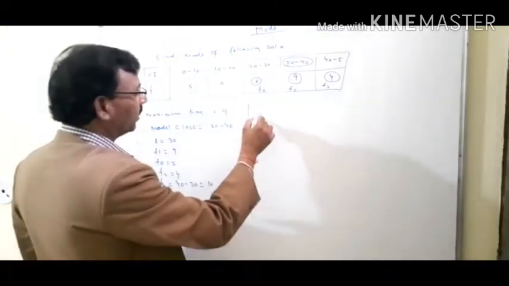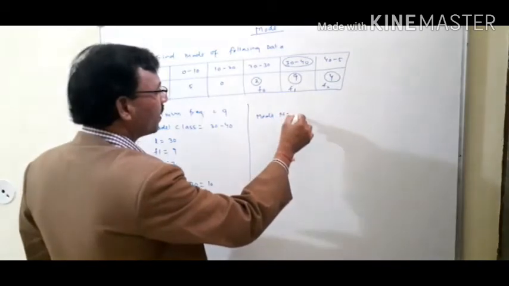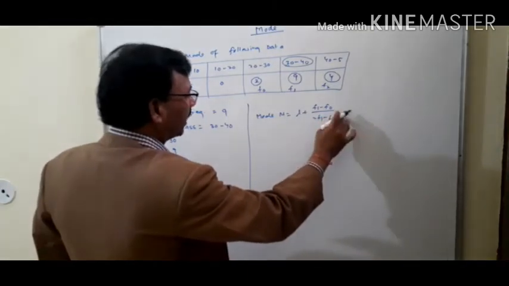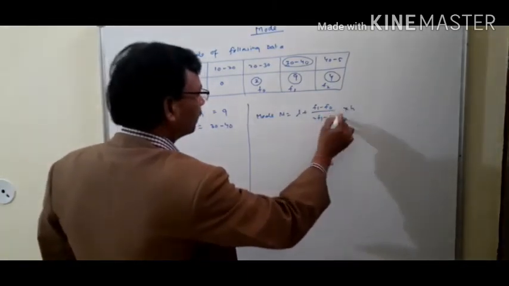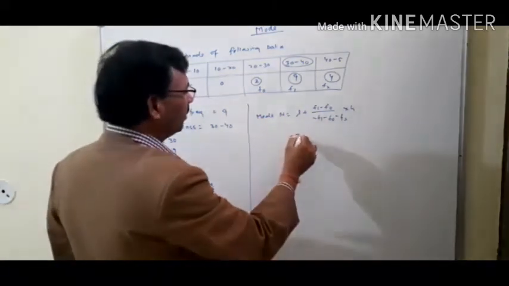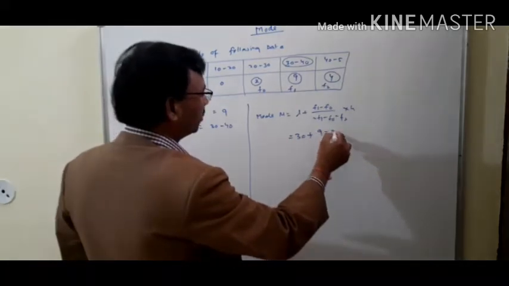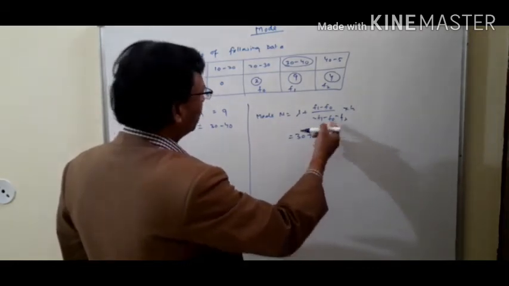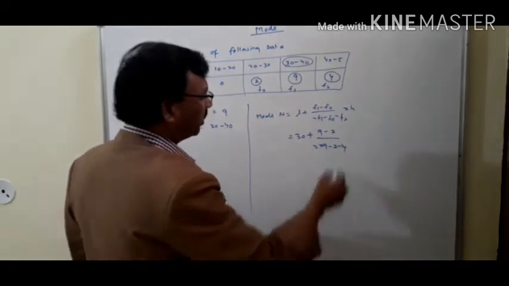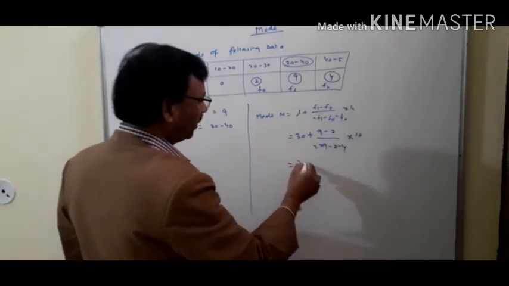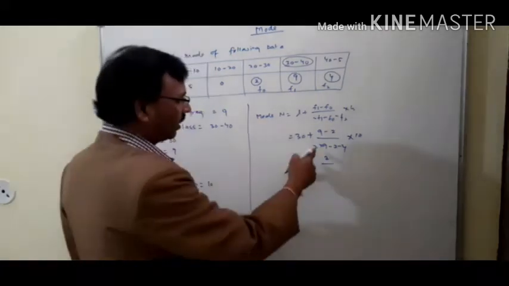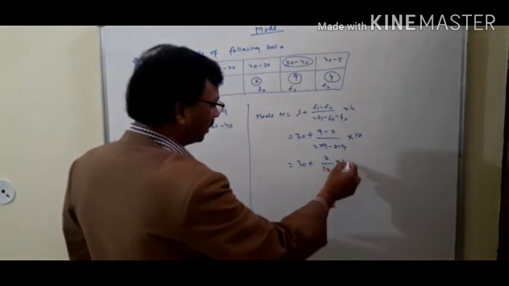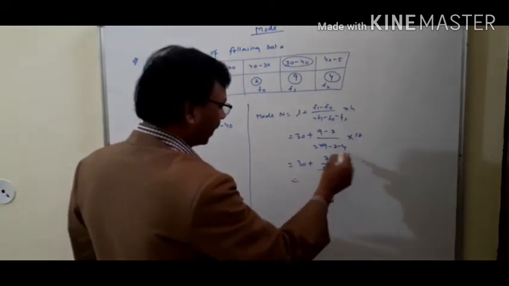As you know that mode M equal to L plus (F1 minus F0) upon (2 F1 minus F0 minus F2) into H. This will be equal to L means 30 plus F1 means 9 minus F0 means 2 upon 2 into 9 minus F0 means 2 minus F2 means 4, into H means 10. 30 plus (9 minus 2) is 7 whole upon (2 into 9) is 18, 18 minus 6 is 12, into 10.